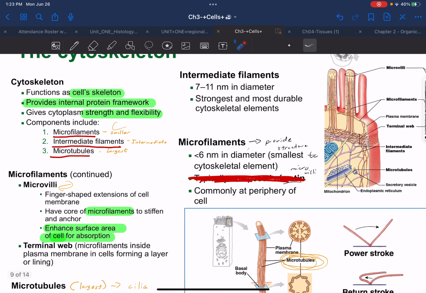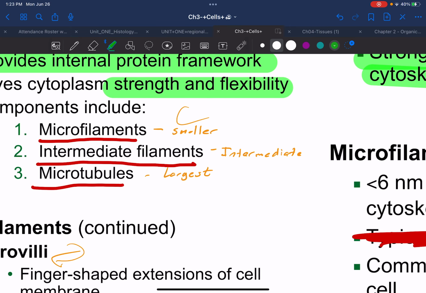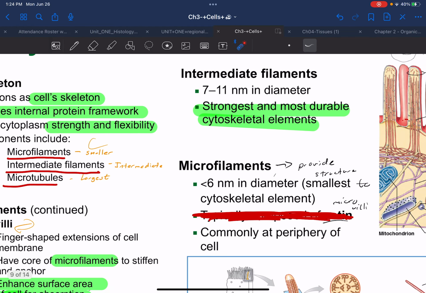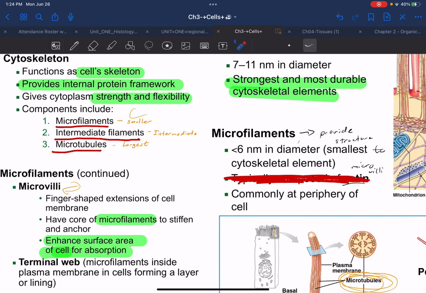And the intermediate filaments now is just simply going to be the strongest and most durable cytoskeleton element. And again, just because it's the intermediate size doesn't mean it's not very strong. But again, intermediate filaments are the strongest, most durable part of the cytoskeleton.